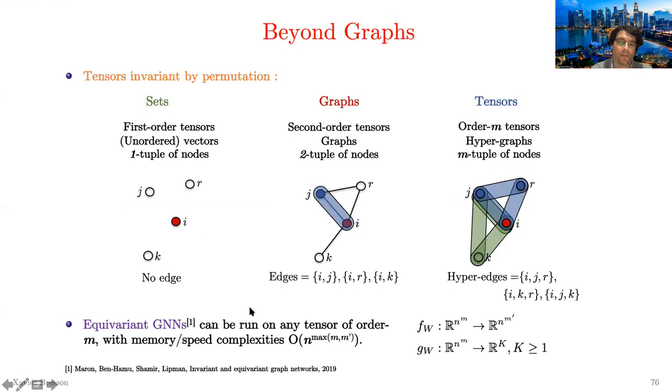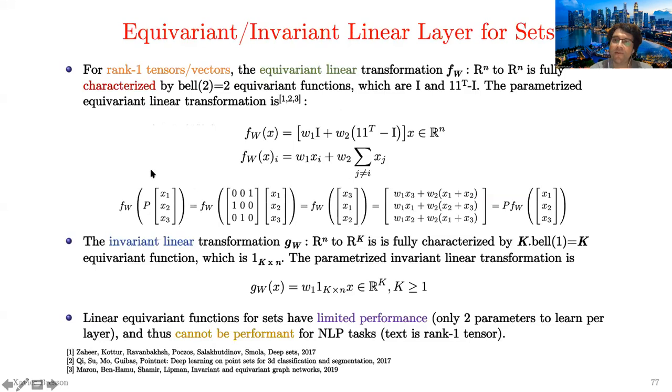So we can apply equivariant graph neural networks to sets, because it's a general analysis that is true for a tensor of any order. Okay, so for sets, the order of the tensor is 1. So for a rank 1 tensor, where the sets are represented by vectors, the equivariant linear functions are fully characterized by two functions. This is a theory. We know that there are two of them, which are the identity matrix, and the square matrix full of ones minus the identity matrix. So the equivariant linear transformation F is basically defined by this equation.